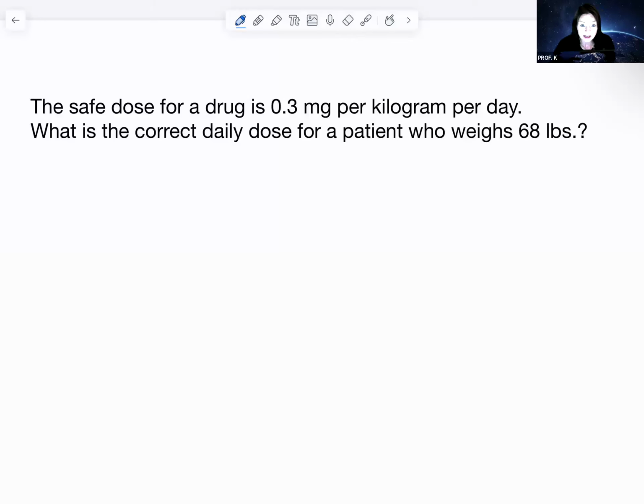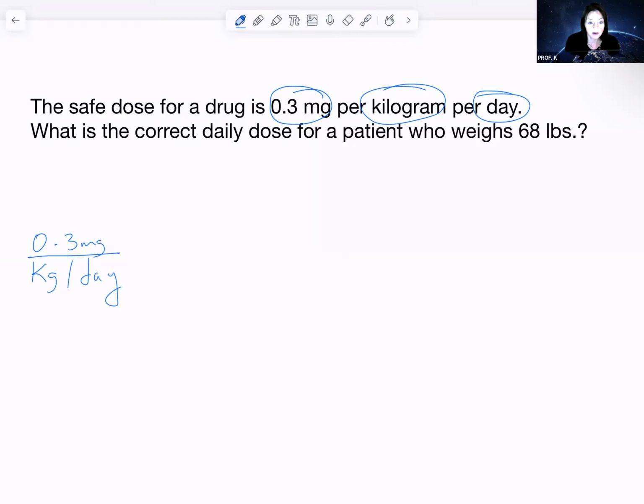All right. So this is an example of a 3-factor. So we're going to do this one together. So what does it mean 3-factor? Well, it just basically means there's 3 elements to the order. The dose, we're identifying weight and time. That's all that means. 3 elements to the order. So 3-factor, we start with the doctor's order. 0.3 milligrams over kilograms per day. That's how you start a 3-factor. 0.3 milligrams per kilogram per day.